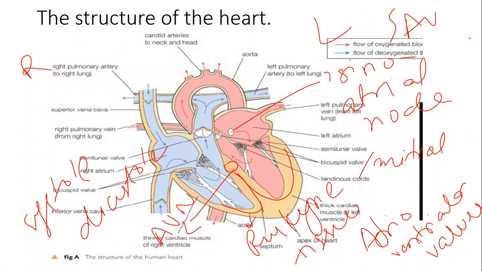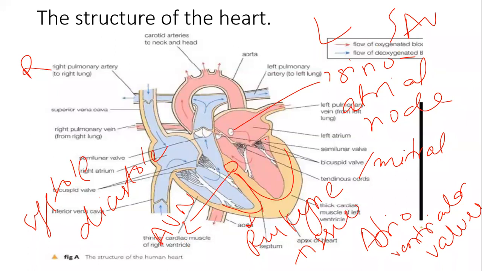Then the electrical impulse will reach the AV node, and when it reaches the AV node, after a short delay, after a short gap, it will pass on to the Purkinje fibers. From there it will travel down the septum into the walls of the ventricle, and the ventricle is going to contract. So this is how the rhythm of the heart is controlled. This is how the entire thing takes place.